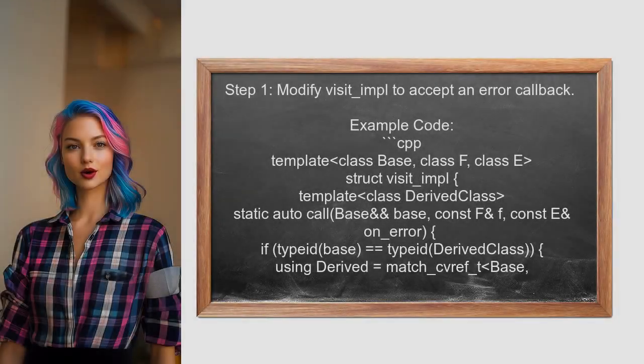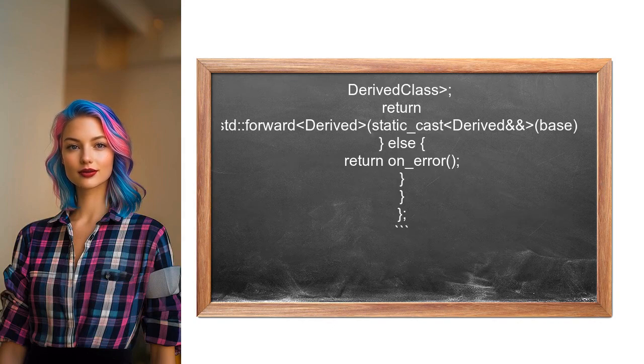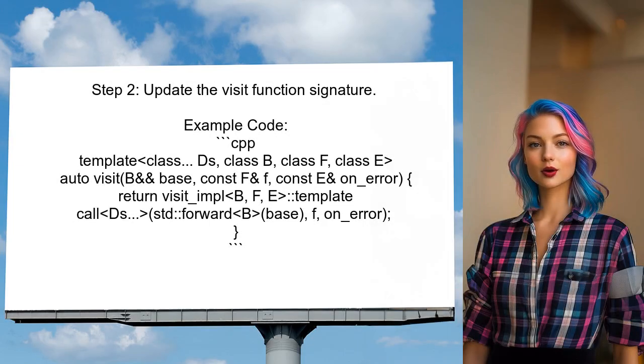To implement a user-specified error handling mechanism in the visit function, the user should start by modifying the visit or impl structure to accept an additional parameter for the error callback. Next, the user should ensure that the visit function can handle both the function and the error callback. This involves updating the function signature to include the error parameter.